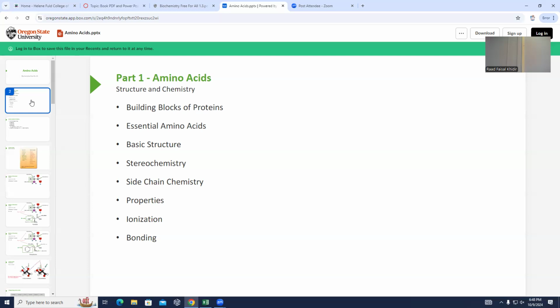The group to the left is the amino group. That's the carboxyl group. This is the amino group. That's the carboxyl group. That's the amino group.